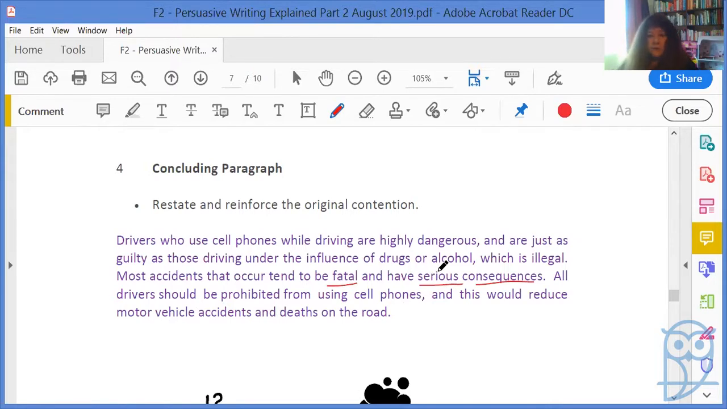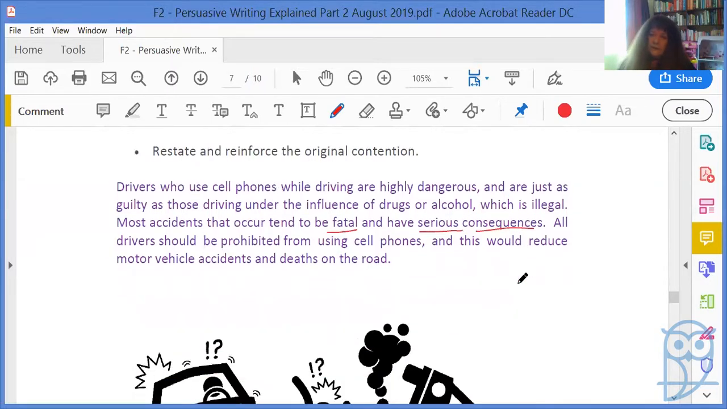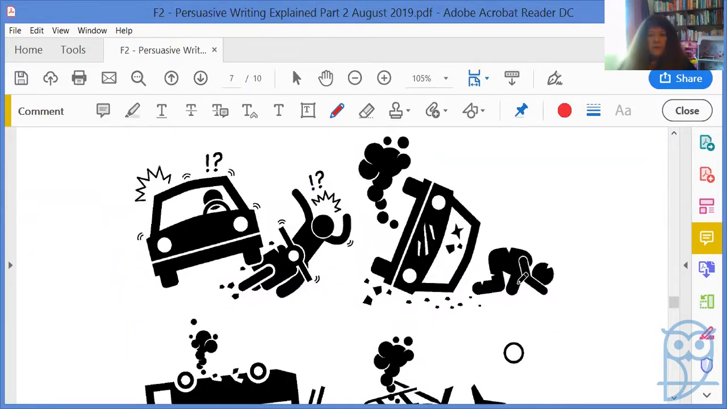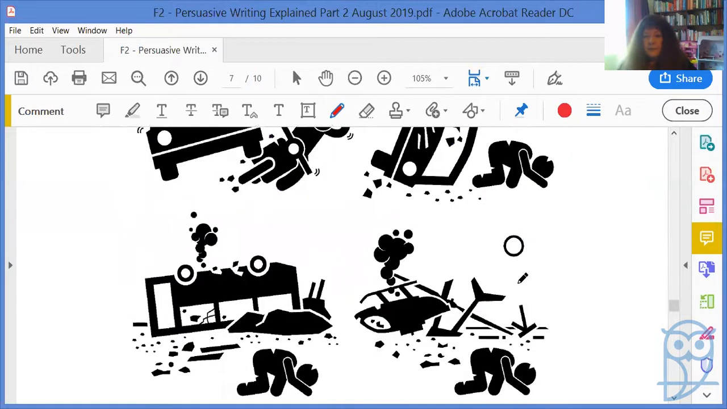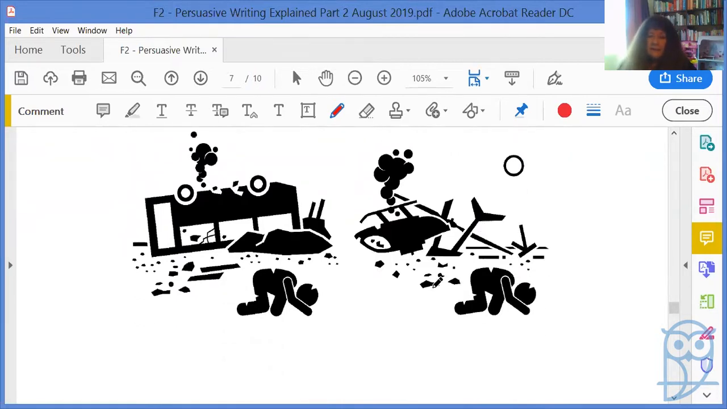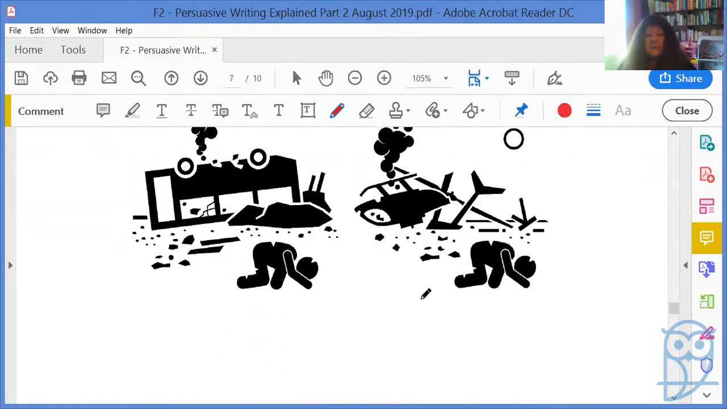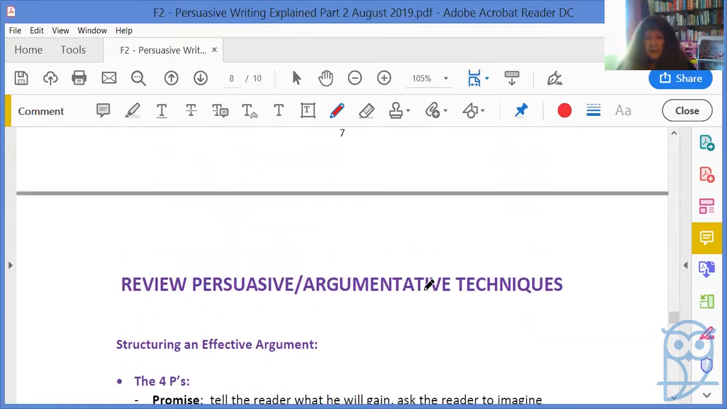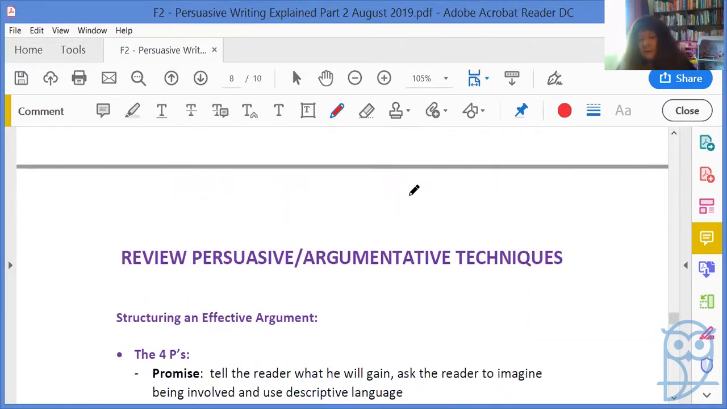deaths on the road. So you see how this has come tied back right to the very beginning of your introduction, where you said driving and using a cell phone is as bad as being a drunk driver. Okay, there's all the scenarios that can happen to you. All horrible.